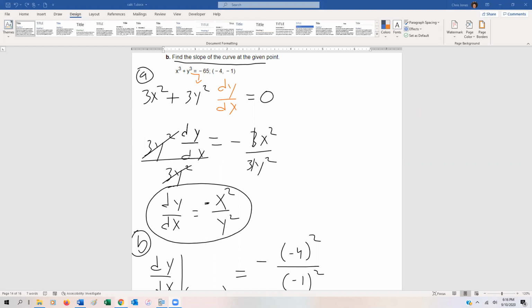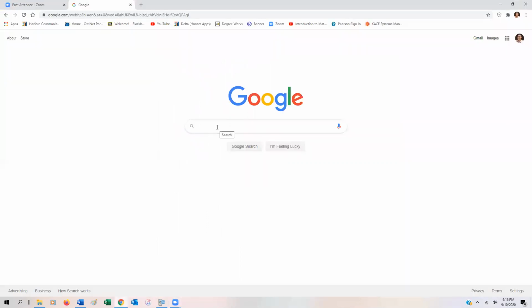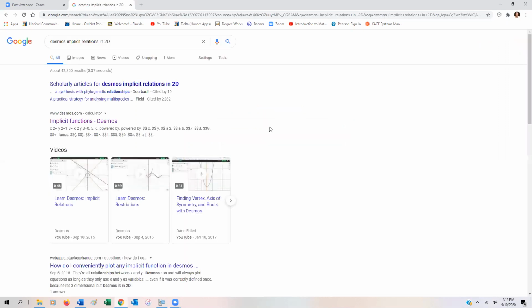So what you can do is go to whatever search engine you have and just type in Desmos. For those of you who have never heard of it, Desmos is basically an online computer algebra system that does a lot of things for you. Just type in Desmos implicit relations in 2D. And the first one that comes up is this Desmos calculator. So just click on this one.